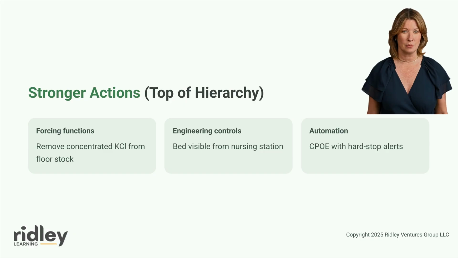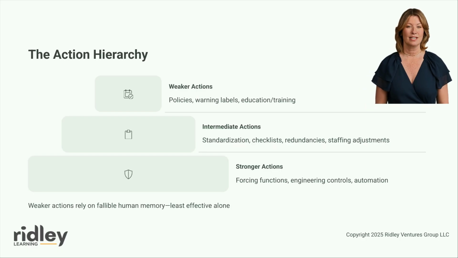The second type of stronger action is architectural or engineering controls that change the physical environment. A clinical example would be designing patient rooms so the bed is visible from the nursing station. The third type of stronger action is automation or computerization that uses technology to reduce reliance on humans. A clinical example would be implementing a computerized physician order entry system with hard stop alerts for critical drug interactions.